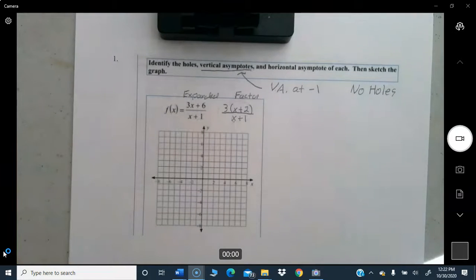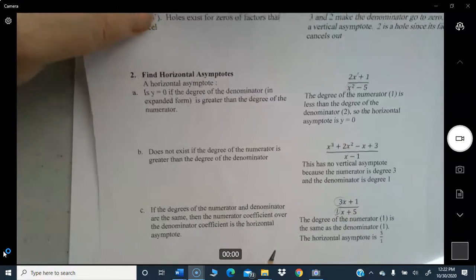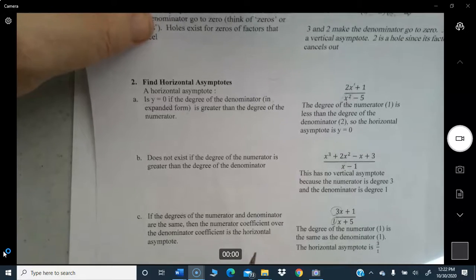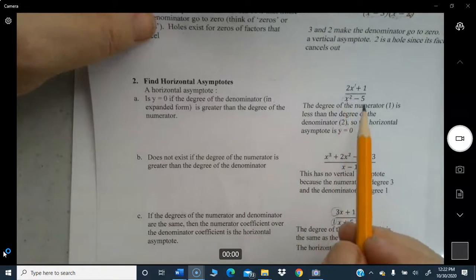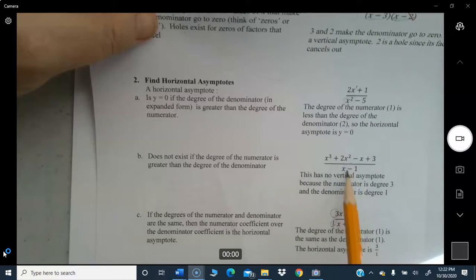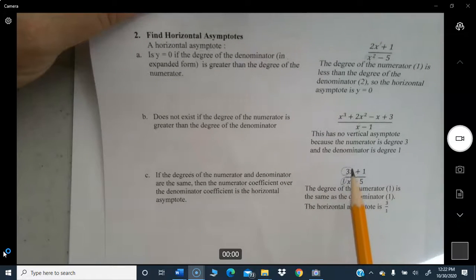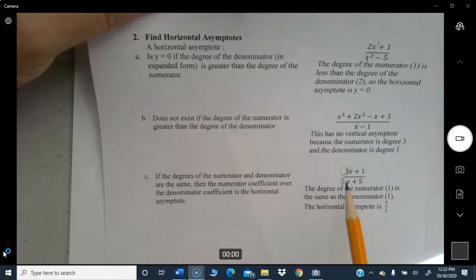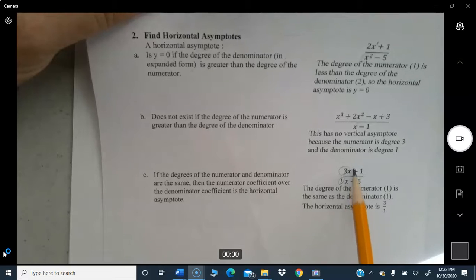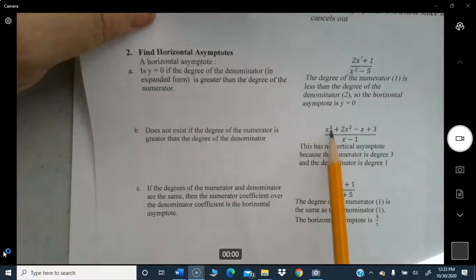All right, let's go ahead now and do the next one. That's horizontal asymptotes. Remember, there are 3 possibilities, and you just want to identify which one you're dealing with. Is the degree of the denominator greater than the degree of the numerator? Is the degree of the numerator greater than the degree of the denominator? That's case B. Or are they both the same? Again, degree means the largest exponent that you see. So up here the largest exponent is on the bottom, here the largest exponent is on the top, and here they're both the same.